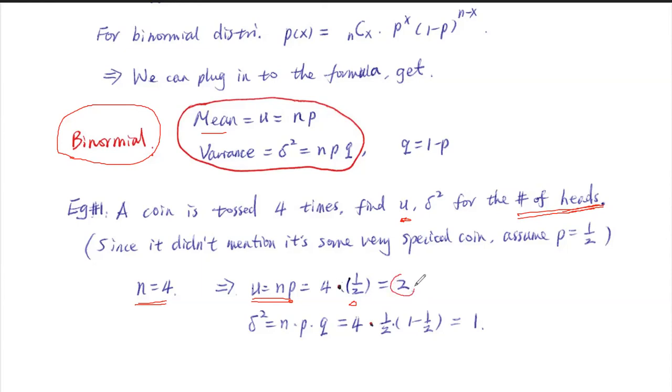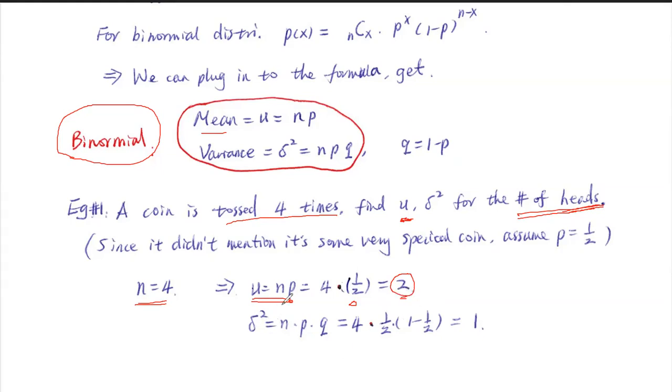So what does that mean? That means you toss the coin 4 times, everybody. On average, how many heads are you expected to get? It should be equal to 2. That's intuitively reasonable, is that right? So in this case, 4 multiplied by half is equal to 2. That's how many heads we are getting on average, right?